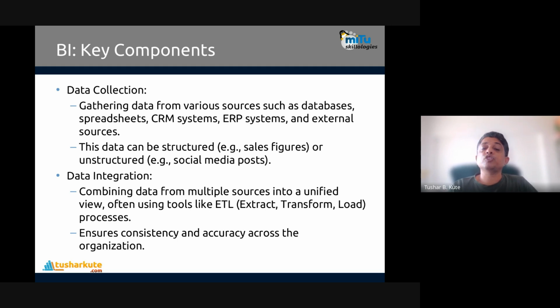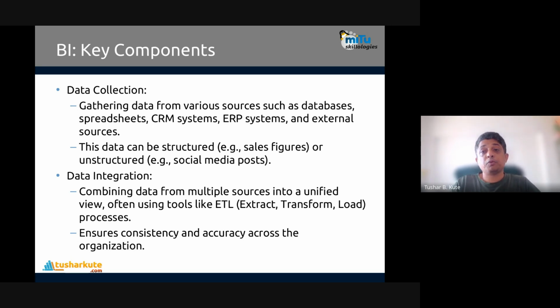This data can be structured. Like I want to analyze the sales of my company, so sales figures can be structured, showing how the sales change day by day, date by date, month by month. Or it can be unstructured, probably people talking about the company's products and processes on social media. That is unstructured data. So both kinds of data will be possible.